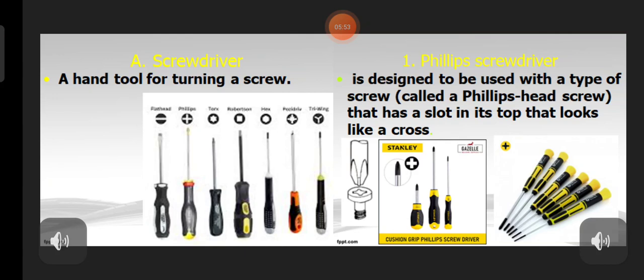A type of screwdriver is what we call a Phillips screwdriver. Phillips screwdriver is designed to be used with a type of screw which is called a Phillips head screw that has a slot in its top that looks like a cross. Phillips head screwdrivers are shaped like a positive sign on its head and should only be used with corresponding size screws.